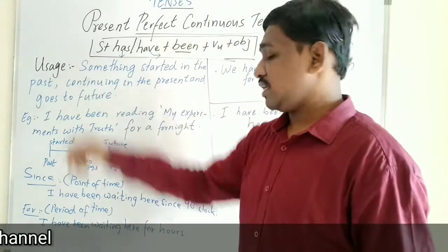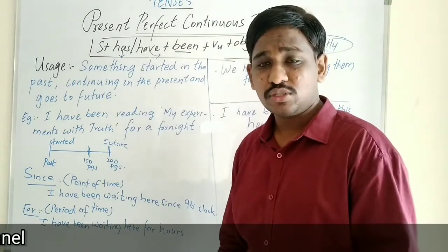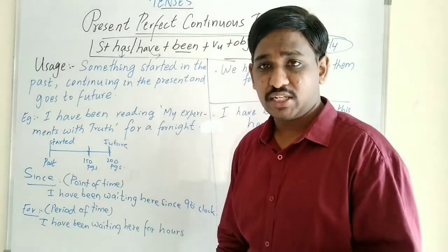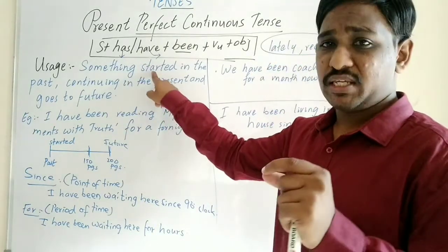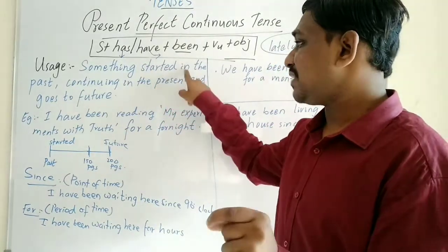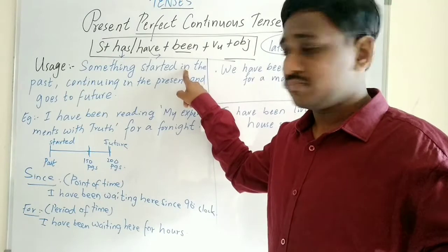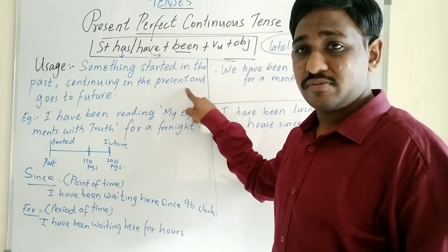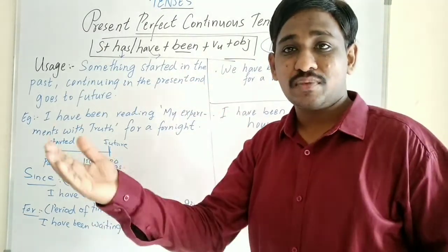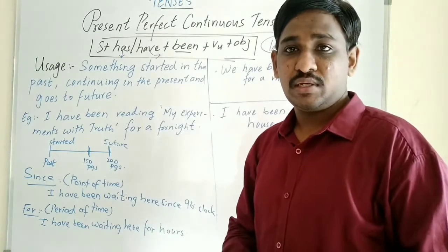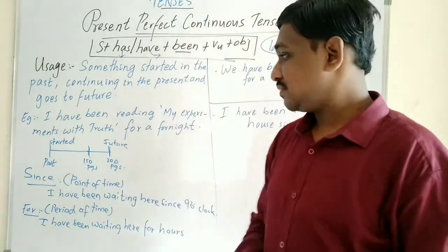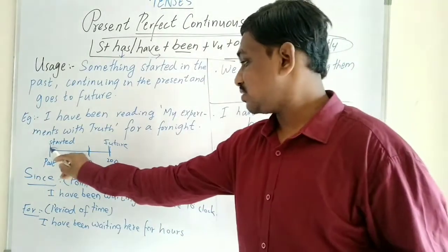So let us see the usage. When to use present perfect continuous tense. When an action started in the past, continuing in the present, and will also continue to the future. So an action started in the past. See here, action started in the past.